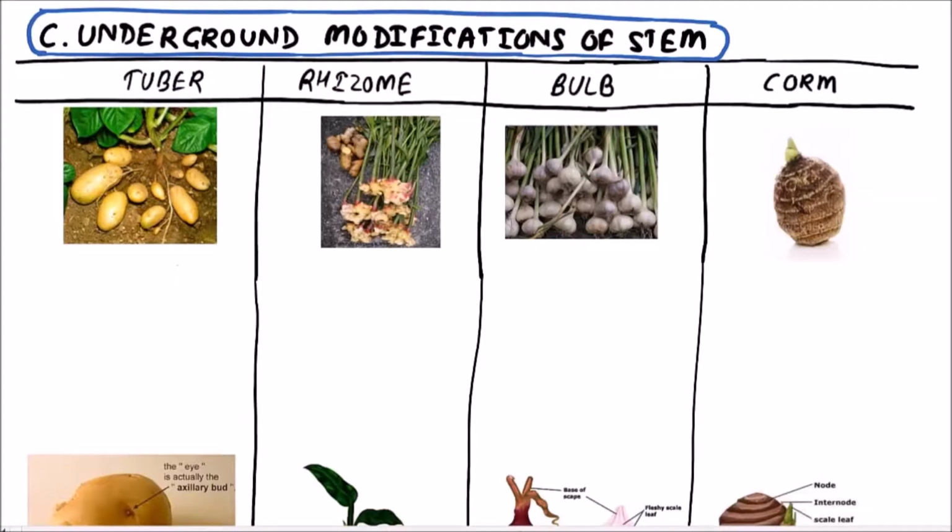Welcome to Studio Biology. In this video, we are going to compare the various underground modifications of a stem, that is tuber, rhizome, bulb, and corm. First of all, tuber.